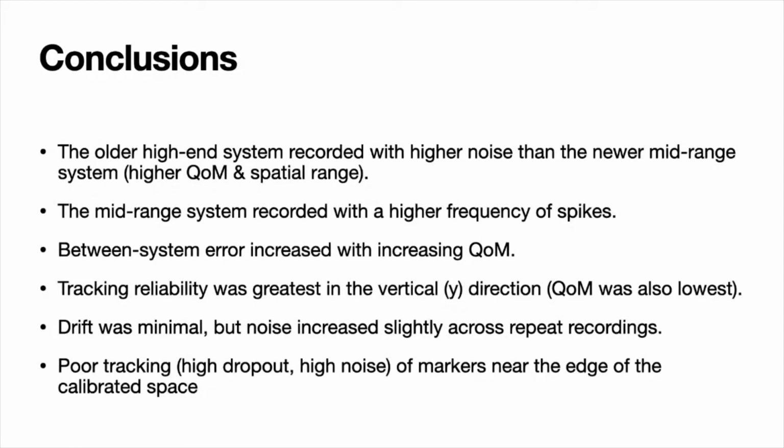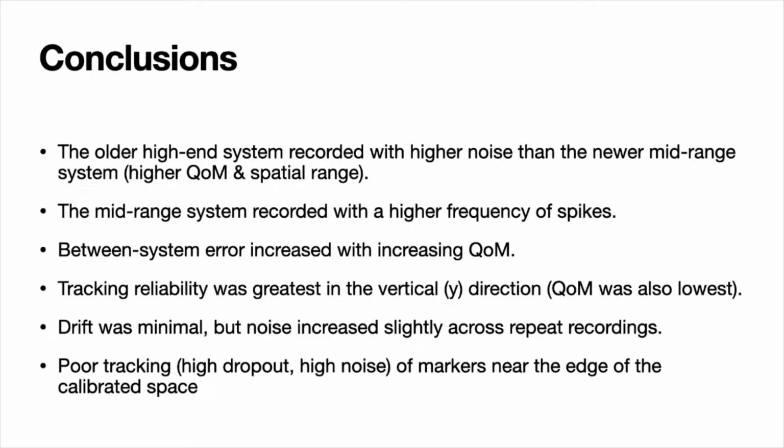To conclude, I just want to summarize our results in terms of how they might be informative to people who are designing mocap experiments. First of all, we found that the older high-end system recorded with higher noise than the newer mid-range system. This is the case both for quantity of motion and for spatial range. So even though high-end systems like Qualisys can be preferred for some of their features, like higher frame rates and better labeling algorithms, more affordable systems do give very high quality data at this point.